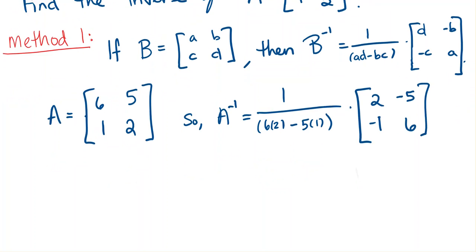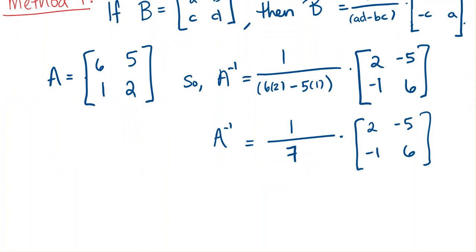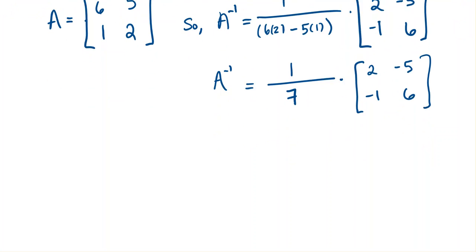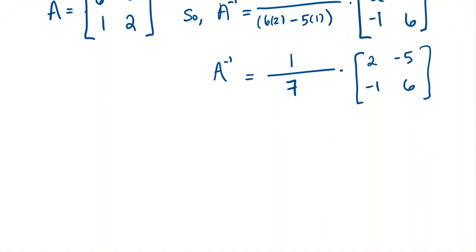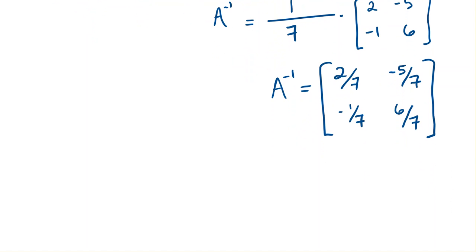Now we just have to do a bit of simplification. A inverse is then equal to, simplifying this difference we get 7, so it's 1 divided by 7 times this matrix. You can leave it like this, or you could bring the scalar throughout the matrix. Remember, when you multiply a matrix by a scalar, you just multiply each entry by that scalar. So we get 2 sevenths, negative 1 seventh, and 6 sevenths.